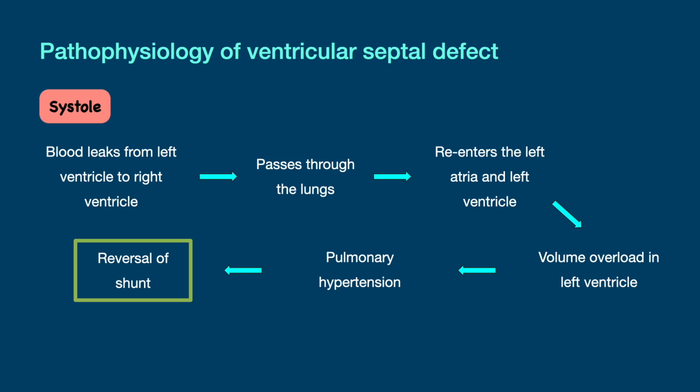In serious cases, the pulmonary arterial pressure can reach levels that equal the systemic pressure. This reverses the left to right shunt so that blood then flows from the right ventricle into the left ventricle, resulting in cyanosis as blood is bypassing the lungs for oxygenation.